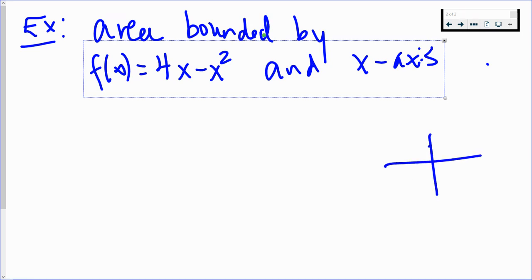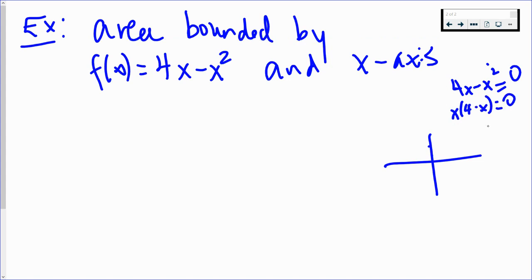A lot of stuff randomly shows up. 4x minus x squared, that's a parabola. It is opening down because we have a negative with the x squared. We know that it would hit the x-axis when the function is equal to 0. So if we set 4x minus x squared equal to 0, take out an x, and we'd have 4 minus x. So we know that this is going to have zeros at 0 and 4. Okay, forgive my extremely rough drawing. So 0 and 4. We want to find the area between this parabola and the x-axis. So those are actually our bounds, from 0 to 4.